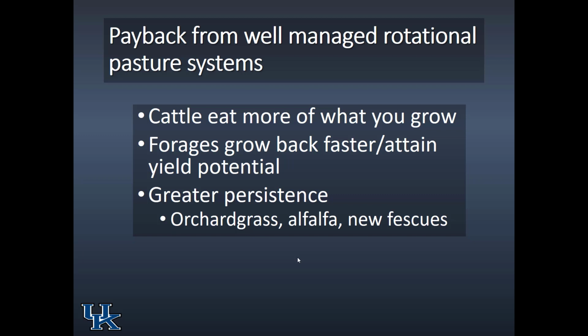To summarize this lecture, the payback from our well-managed rotational grazing system comes in three ways. Cattle eat more of what you grow. Forages grow back faster and attain the yield potential that they have. And we get greater persistence of those higher quality, more upright forages like orchard grass and alfalfa, or those highly palatable forages like the new fescues.